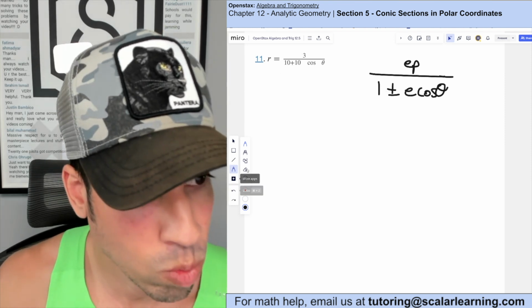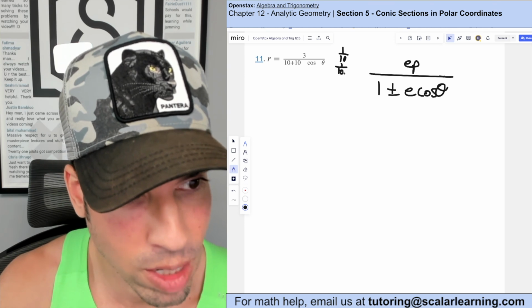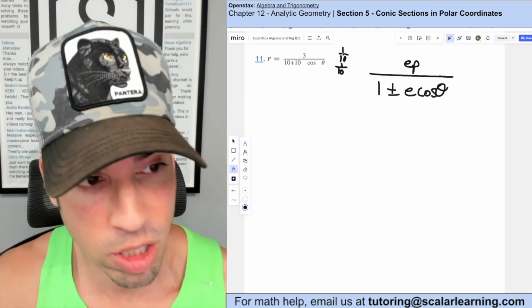Now, let's first start by getting this into the right format. We need that 10 to be a 1. So to get it there, we're going to multiply by 1/10 on the top and the bottom, right? And that's okay, because if we multiply by 1/10 over 1/10, that's like multiplying by 1, which doesn't change the equation.